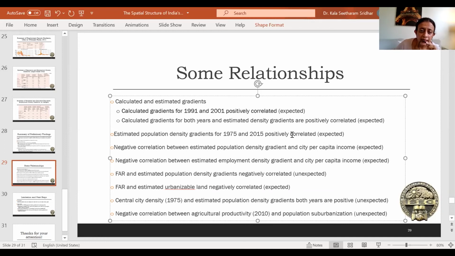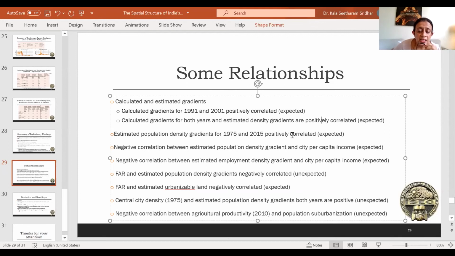And what we found was that there is a negative correlation between the estimated population density gradient and the city per capita income, which is part of the explanation of the natural evolution theory. And the same negative correlation we find between job suburbanization and city per capita income. Higher the income, greater the suburbanization, and so on. And FAR, the land use regulations, are negatively correlated with positive population density gradient. We would have expected a positive relationship because higher the FAR, higher would be the extent to which a city is compact. But that's not what we found. But again, this is not based on all cities yet.